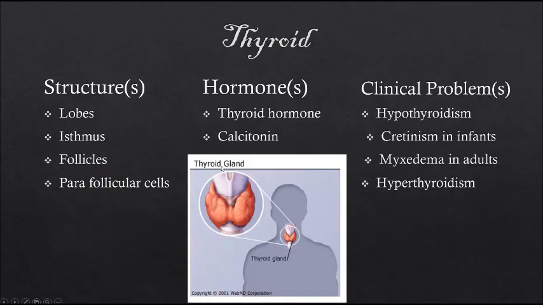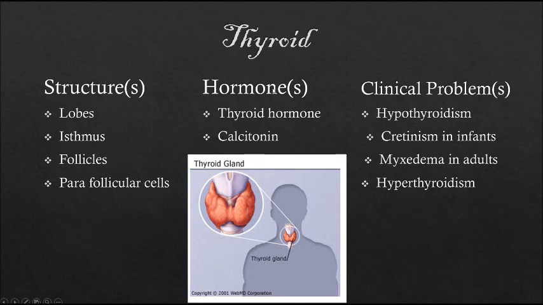Next, we have the thyroid, which includes the structures. You have two lobes, and then you have the isthmus, which connects the two lobes, the follicles, which are the functional unit of the thyroid gland, including the thyroglobulin and thyroid hormone, and then the parafollicular cells, which produce calcitonin.